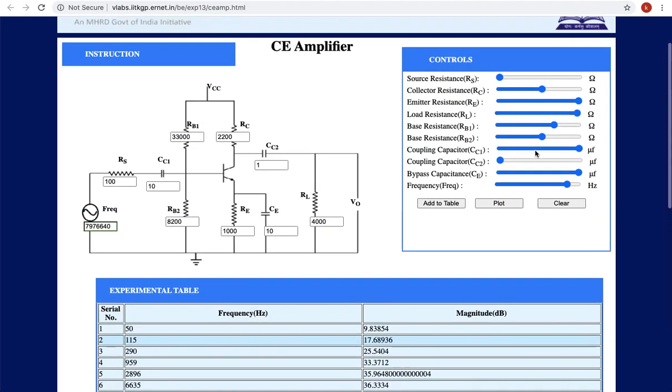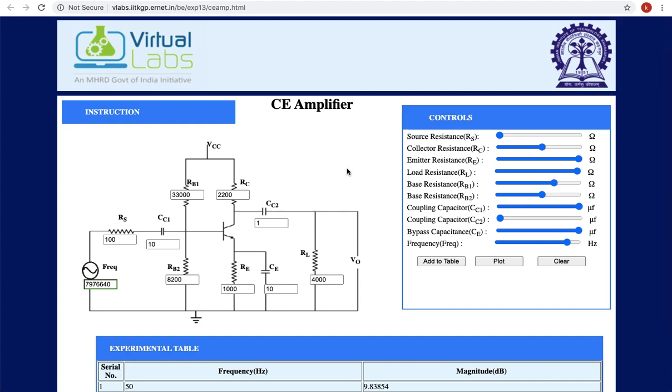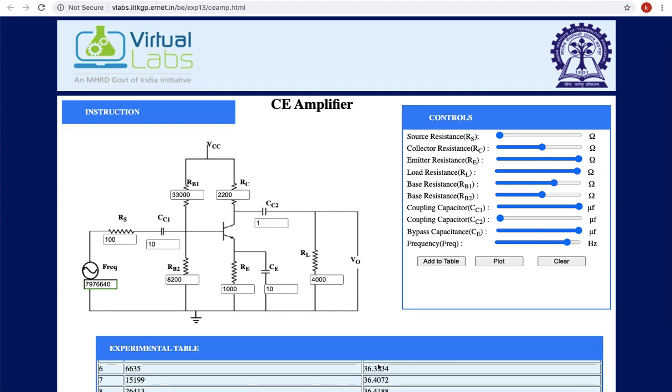As part of this experiment, CE amplifier in the syllabus, here we are required to calculate the no load and loaded gain. So loaded gain we have calculated, that is we got 36.4 dB. But no load gain is not possible. Why? Because the load resistance maximum here is 4 kilo ohms only. We cannot make it no load, that is open.